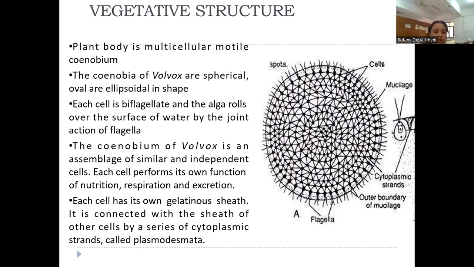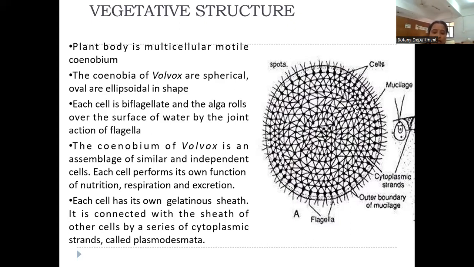In Volvox, the gonidia are important. First is the cenobium, the Volvox structure, a cenobium. Second is the gonidia, and each and every species has a different number of cells. That one also is important. The structure of a Volvox cell is similar to Chlamydomonas: a cup-shaped chloroplast, a single pyrenoid, and the flagella are also present. But what type of flagella? Acronematic type, that is, equal-sized flagella. Here, this is the structure.